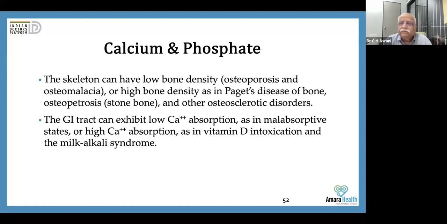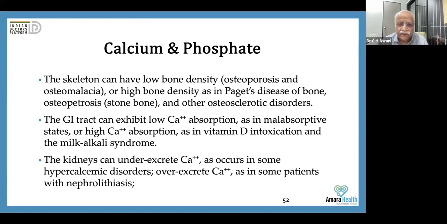The GI tract shows low calcium absorption, as in malabsorptive syndromes, or high calcium absorption, as in vitamin D intoxication and milk alkali syndrome. So excess of any vitamin will disturb the calcium and phosphate metabolism. Kidneys can either under excrete calcium, as occurs in some hypercalcemic disorders, or over excrete calcium, as in some patients with stones. Patients with multiple renal calculi will be over excreting calcium.